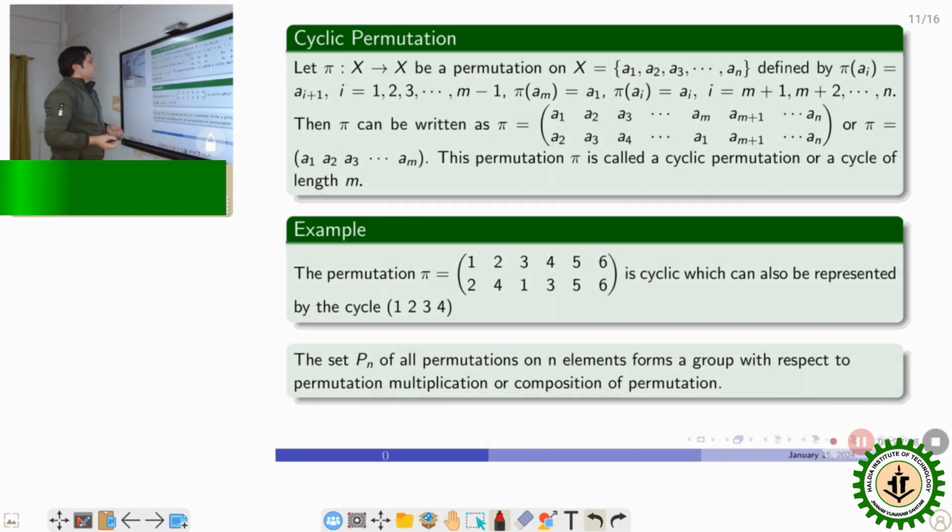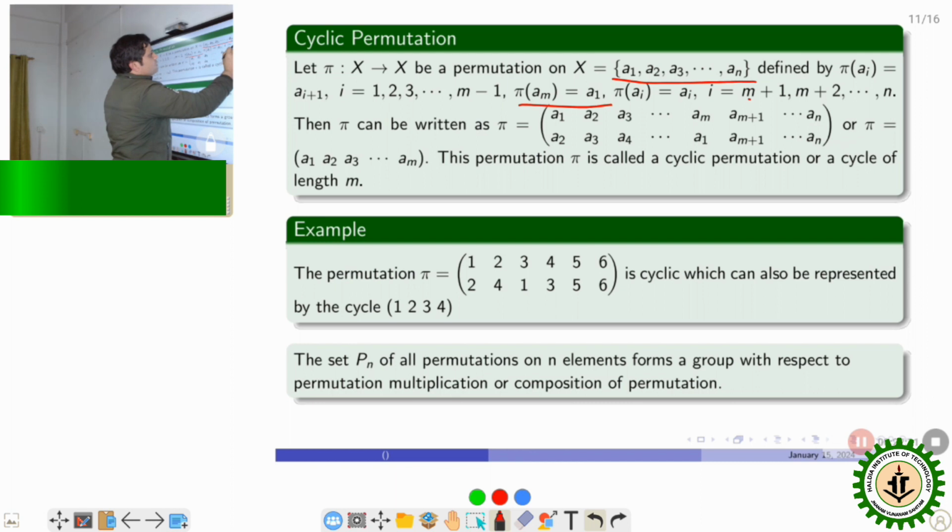Now we define cyclic permutation. Let pi be a permutation on the set X = {a1, a2, ..., an}, defined in this way: pi(ai) = a(i+1) for i = 1 up to m-1, and pi(am) = a1, and pi(ai) = ai for i = m+1, m+2, up to n. Then this pi can be written in this way: a1 maps to a2, a2 to a3, a3 to a4, ..., am maps to a1, and the other terms are all the same.